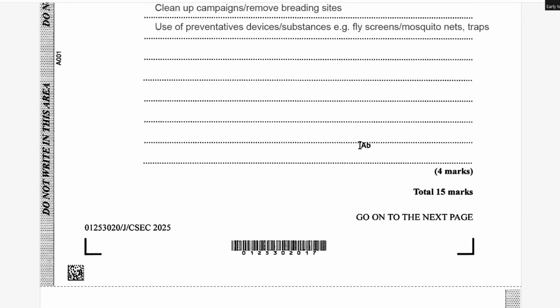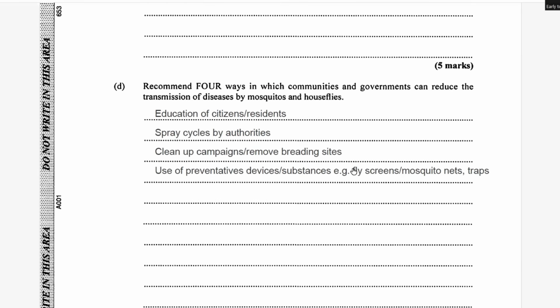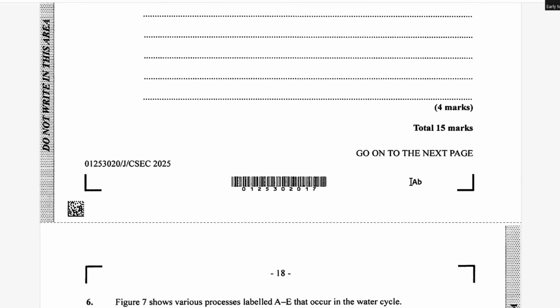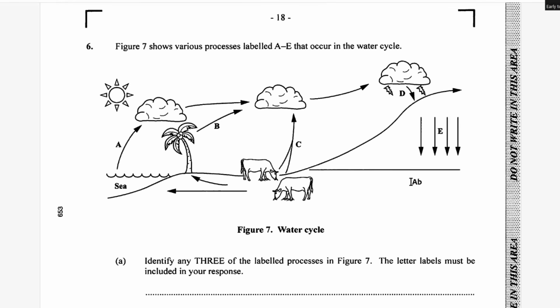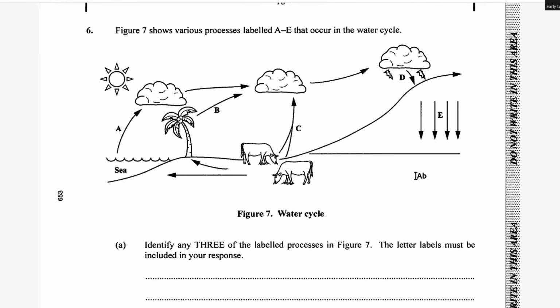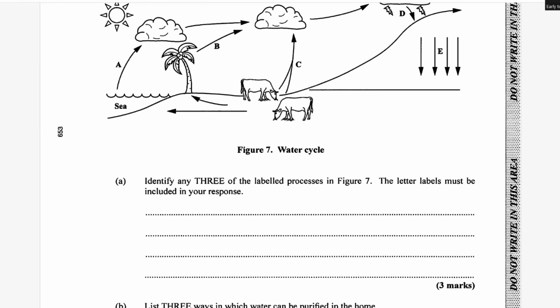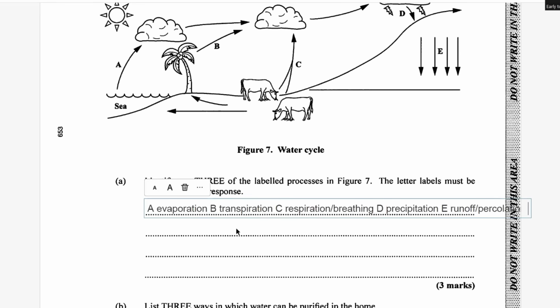Let's see. And that means mosquito is from section D, diseases. So let us see the final question from section E of the syllabus. Figure 7 shows various processes labeled A to E that occur in the water cycle. Identify any three of the labeled processes in figure 7. So you could just pick any three in any order and identify them. They just give you an additional note. The letters A, B, C, D, E, you must include in your response. And we will do all for you.